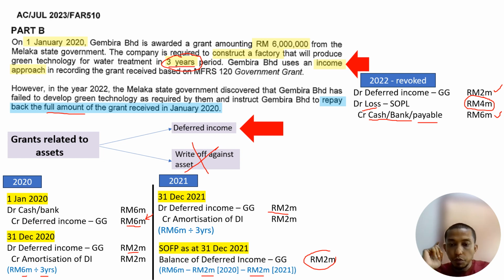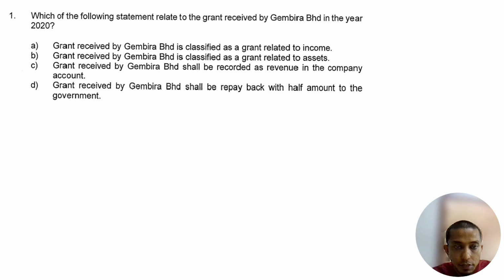All right. So therefore, we proceed to the question. What does the question actually ask? All right. Which of the following statements relates to the grant received by Gambir Barad in year 2020? So this is a grant for the company to produce a factory. Factory is PPE or asset. So this is actually a grant related to asset. Grant related to asset, not related to income.